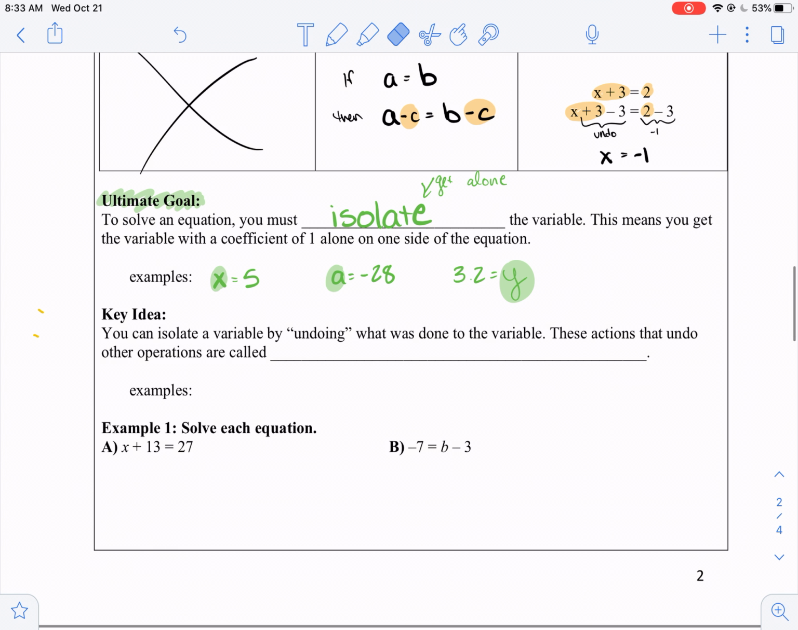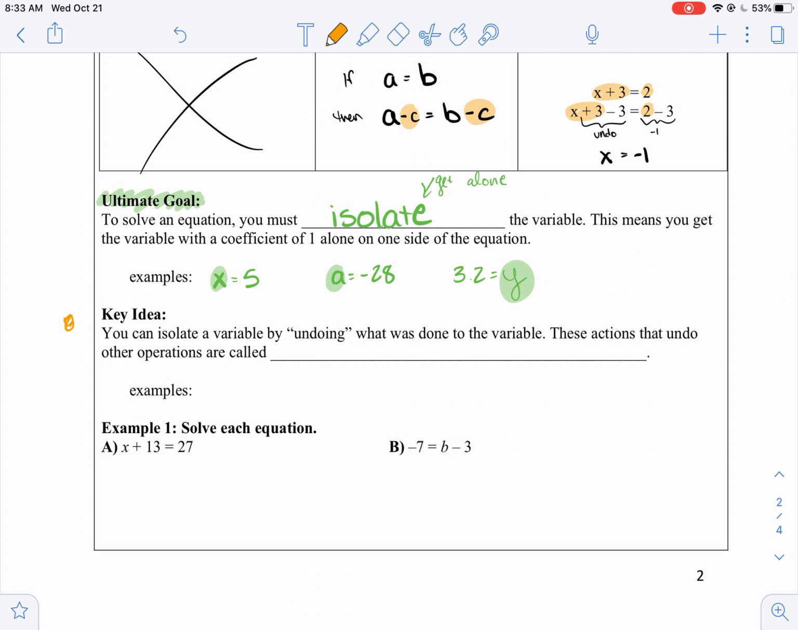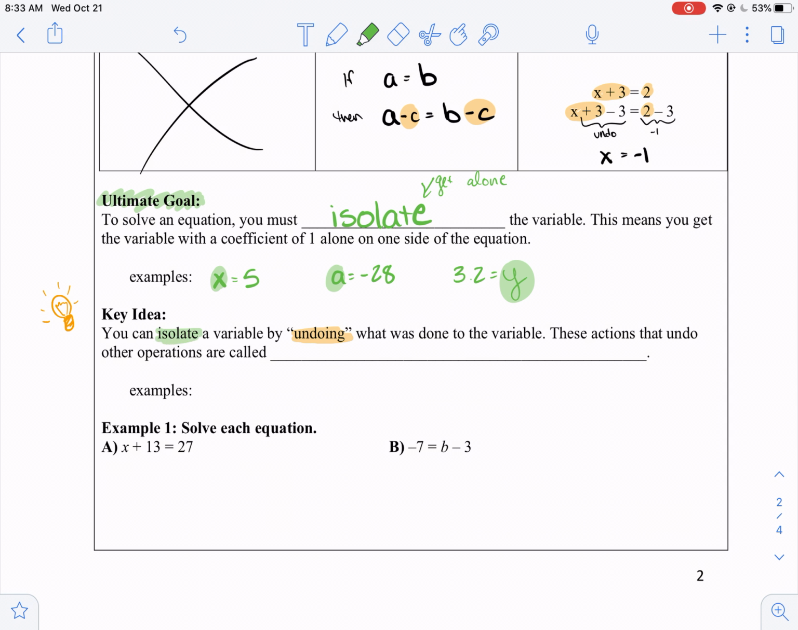Now, our key idea of the day, I'm going to draw a light bulb because it's your key idea. Your key idea is that you want to undo everything that's happening to the variable. So you're going to isolate the variable. You're going to get it all by itself by undoing what's happening to the variable. We call these inverse operations. To do the opposite of something is called the inverse operation.